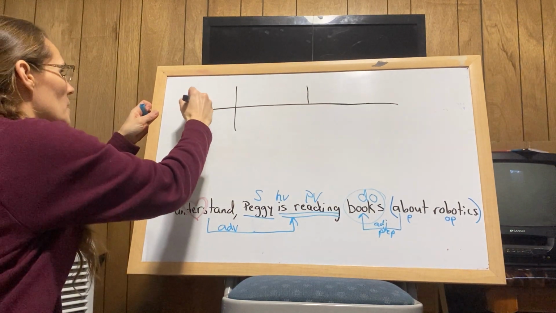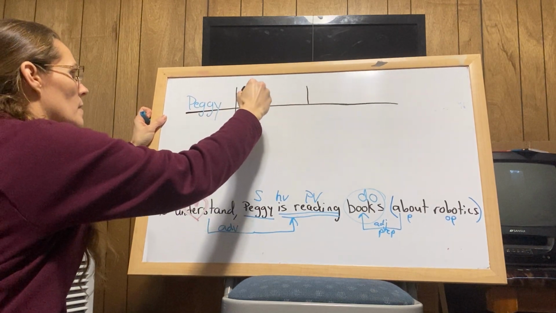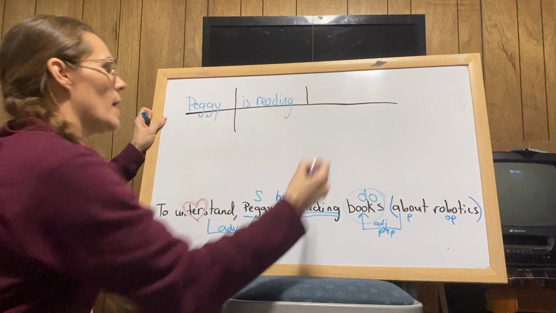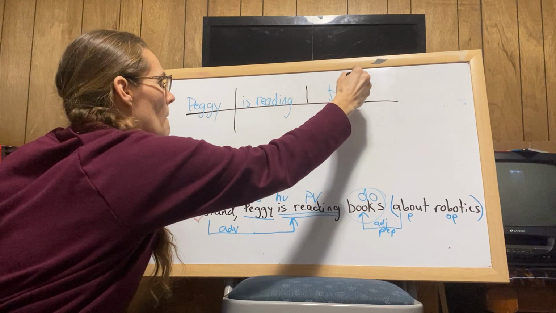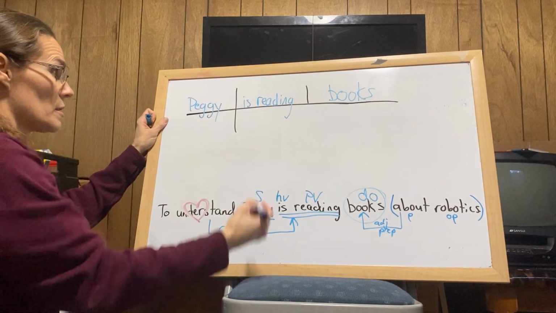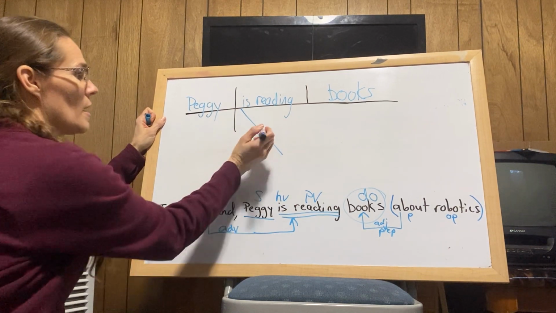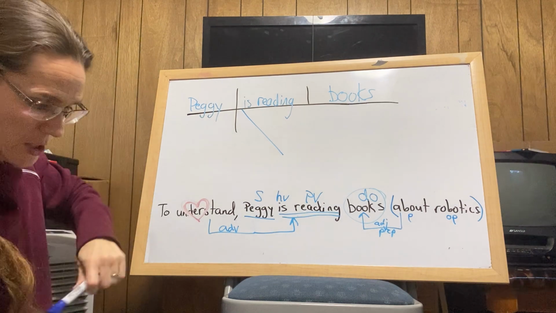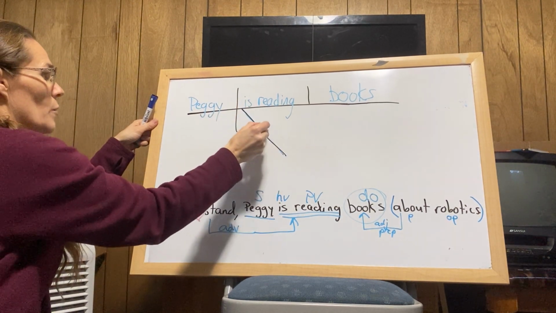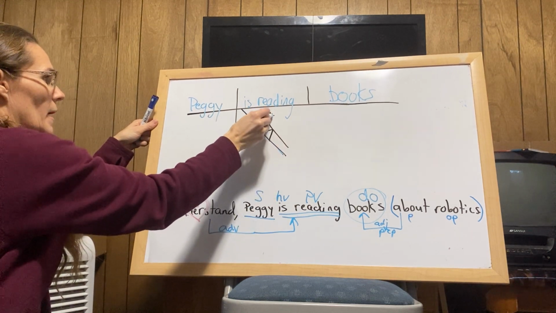Peggy is our subject. What is Peggy doing? Is reading. Is reading who or what? Books. You should be reading books. Why is she reading books? To understand. So we're just going to go like this. It's modifying to understand. But remember, I'll do this in black so you can see it. We're going to put it on a pedestal like that, okay?